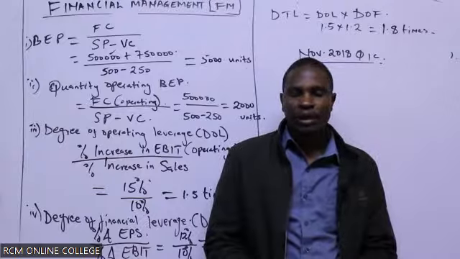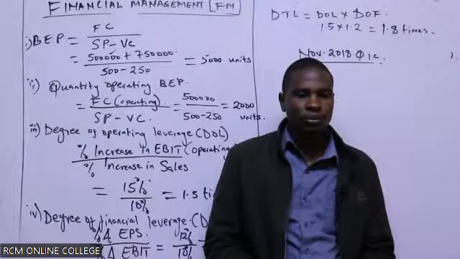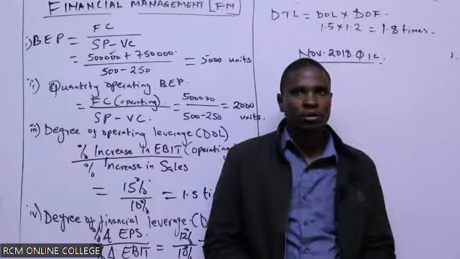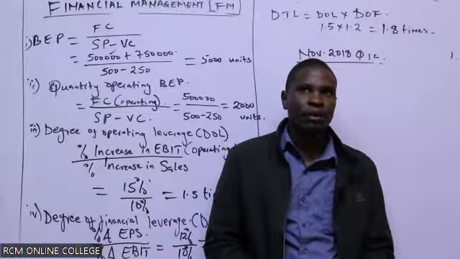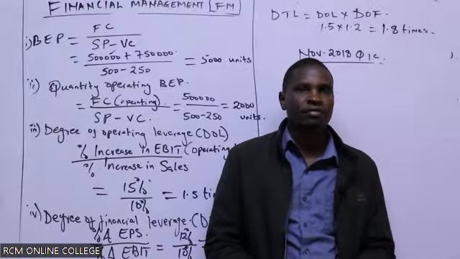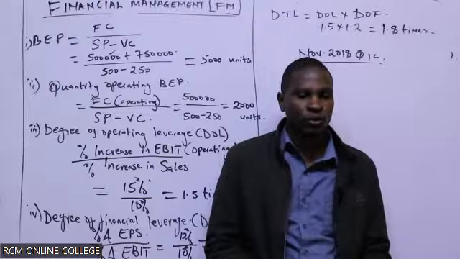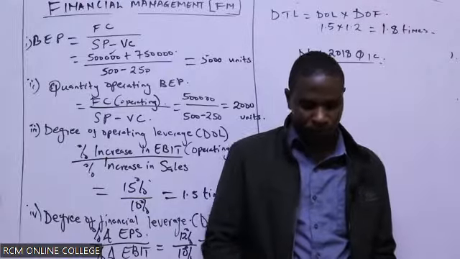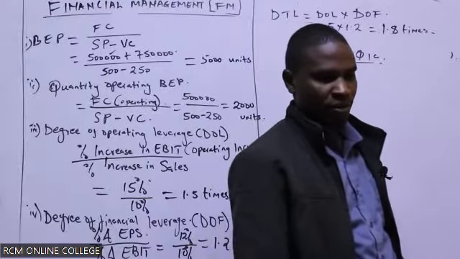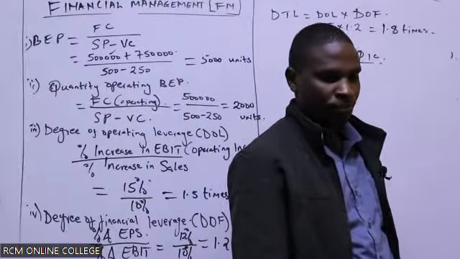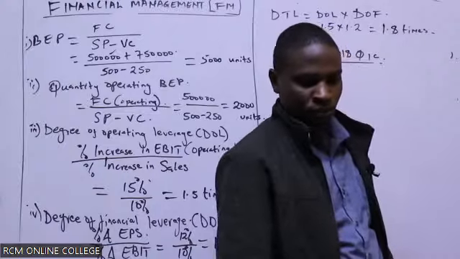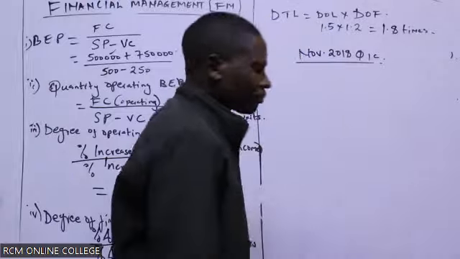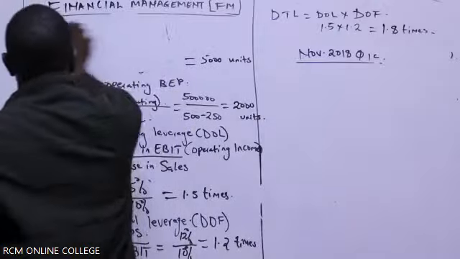So why don't we finish this topic with a question that was tested in April 2023, and then we go to topic number 5. Is that okay? Is that in order? We finish this by a question.